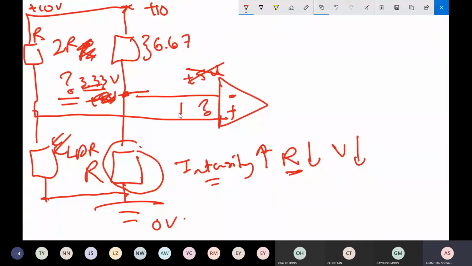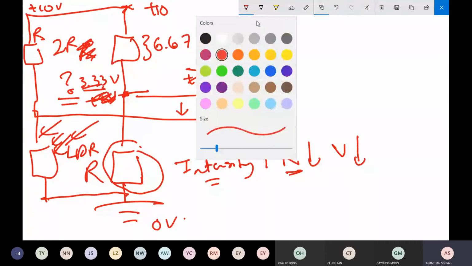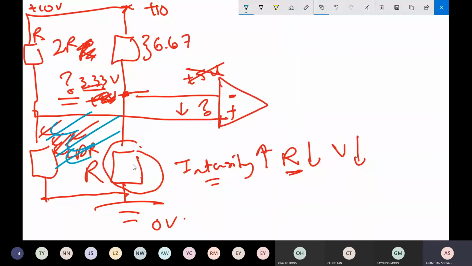Will drop. So the positive will drop. Okay, so positive will drop, and more light comes in. Okay, and there is more light shining into the LDR, the greater the intensity, then the voltage across the LDR will drop down, more down, then positive will drop further. Then the output of the op amp will most likely be positive or negative.